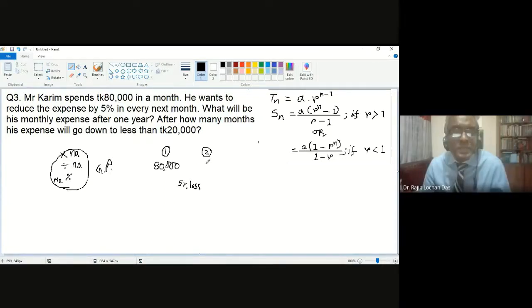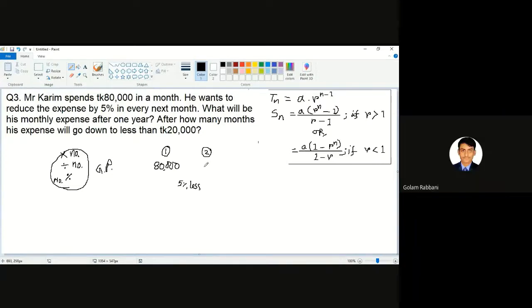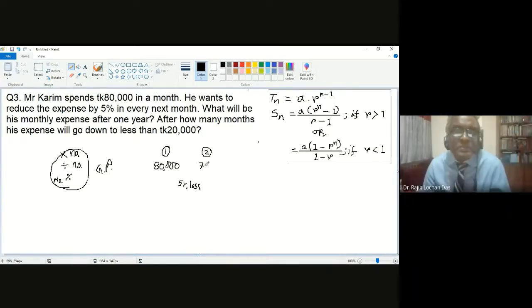So what will be the expense in the next month? Sir, 76,000. So that is the next month expense. And 5% reduce is 4,000 taka. That is correct. But 4,000 is not the next month expense. For next month expense is what? 4,000 less. So 4,000 less means it is 95%. Actually, this is 95%. You understand what I'm saying? Yes, sir. Next month expense will be 95%.